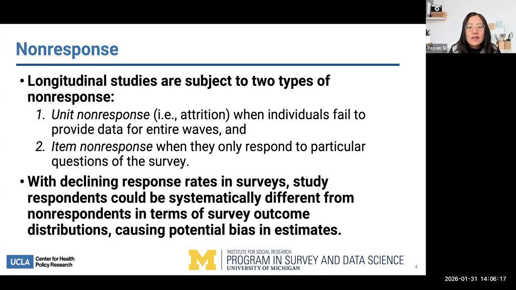In recent data collection, the response rates in surveys have been dramatically declining. So this causes more concerns about selection or non-response bias. If the study respondents are systematically different from non-respondents in terms of survey outcome distributions, we could have biased estimates.